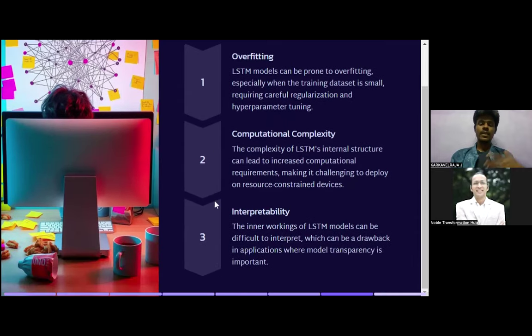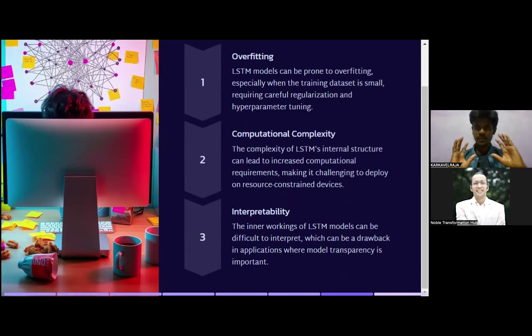Okay. Then interpretability. The inner workings of an LSTM model can be difficult to interpret, which can be a drawback in applications where model transparency is very important. I can say the three gates that we have, right? What does a forget gate do? It will forget the unnecessary information. Input gate is used to add new information to the cell state. Output gate is used to determine what data has to be outputted from the current state to the next state. We know that's it.